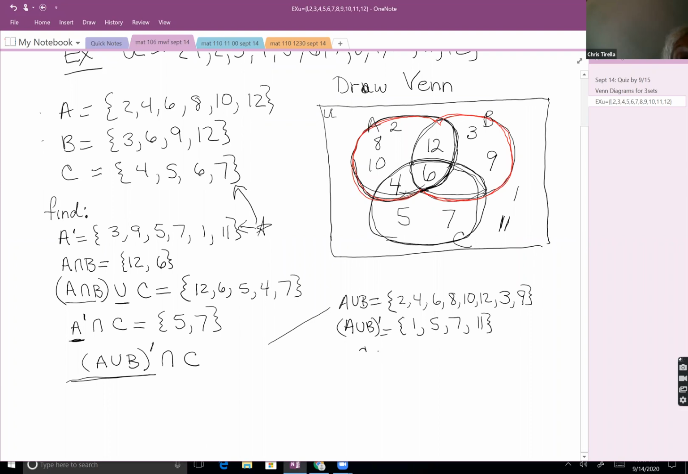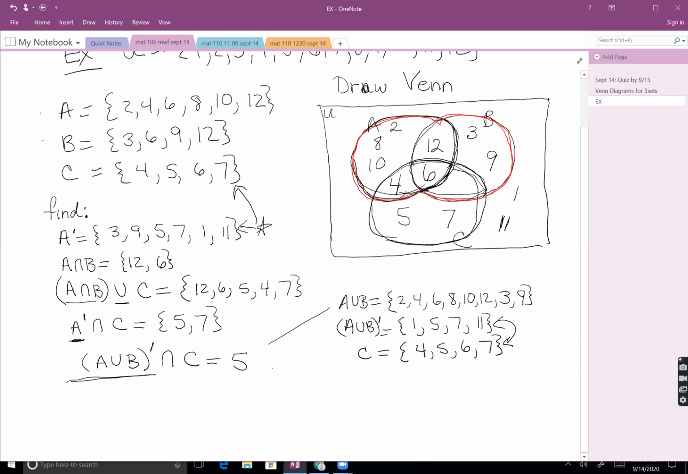C, I'm going to rewrite. C was 4, 5, 6, 7. So when I take the intersection of these two sets, what do they have in common? 5 and 7.